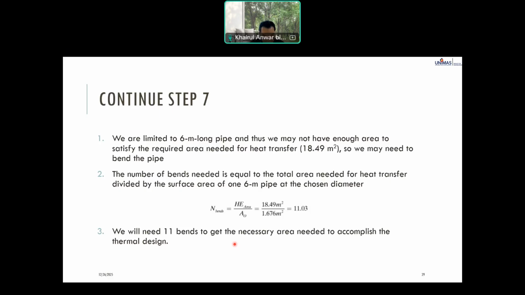As stated in the example heading, this is a simplified thermal design. There is much more to consider, such as the pressure drop, before the design can be accomplished.